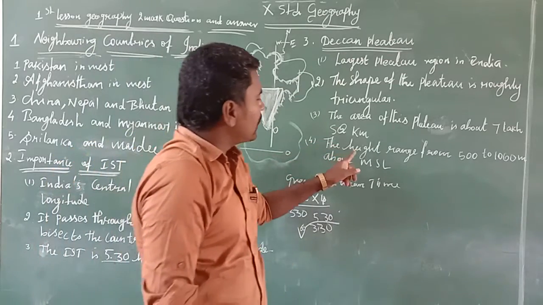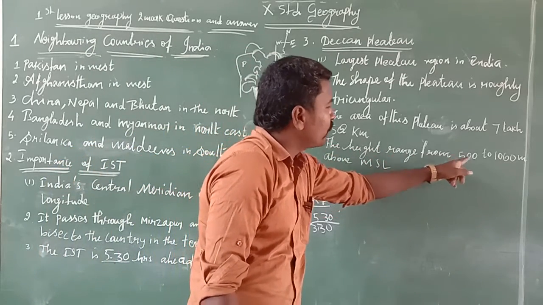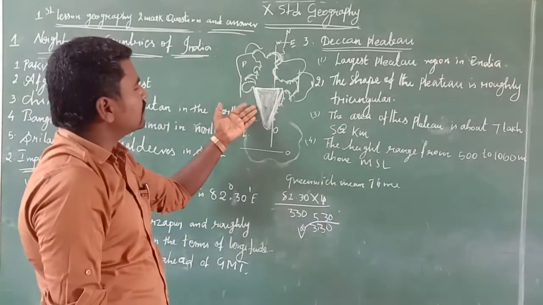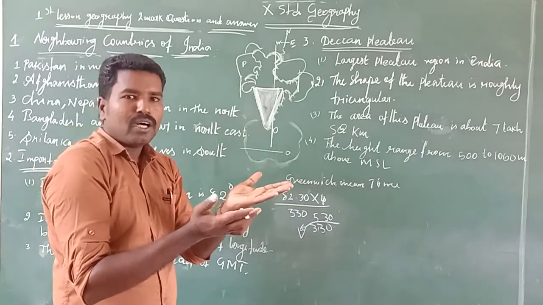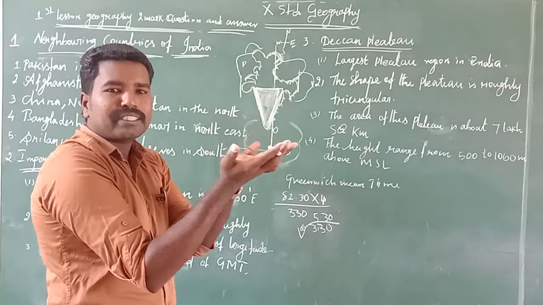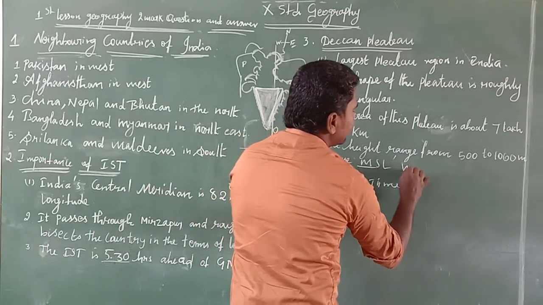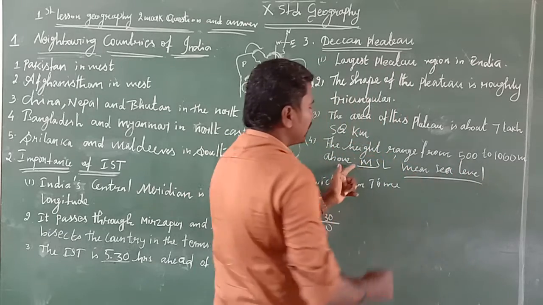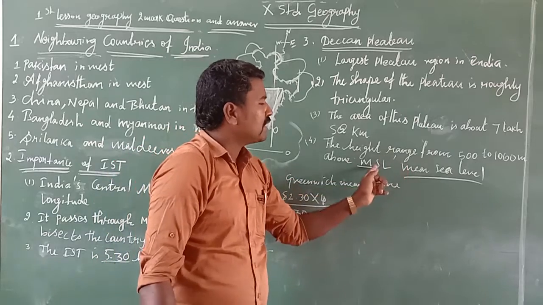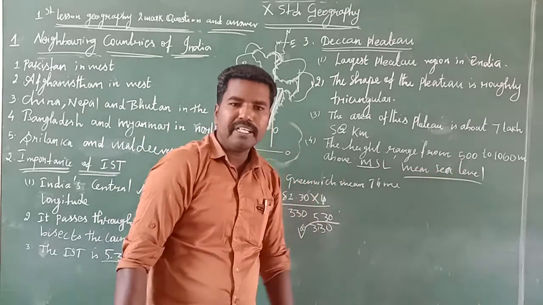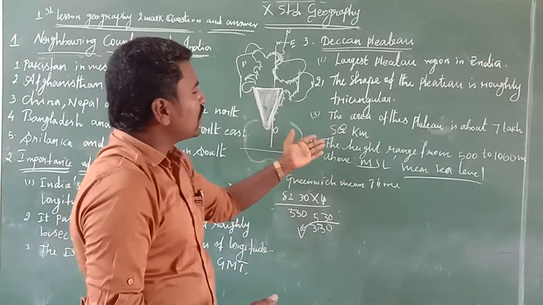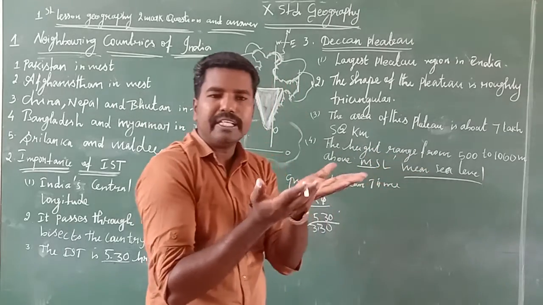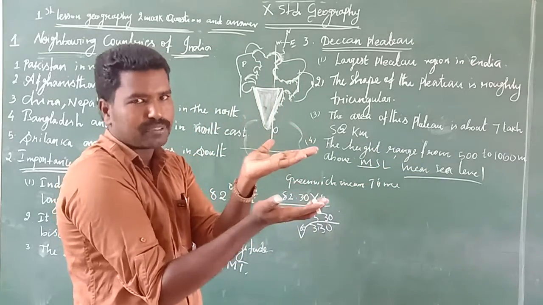The height ranges from 500 to 1000 meters above MSL. How many meters above MSL is this plateau region situated? MSL means mean sea level: M stands for mean, S for sea, and L for level. The plateau region is found in the range of 500 meters to 1000 meters above the sea level.